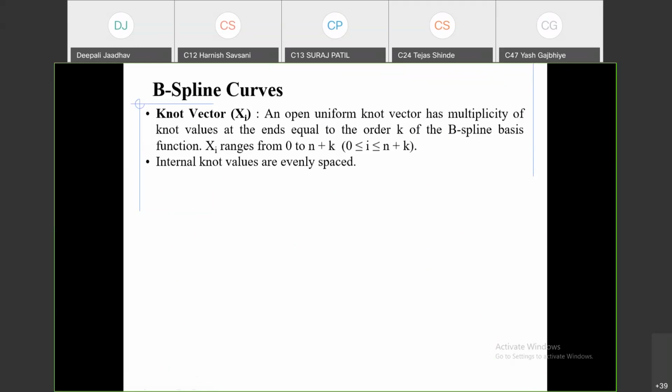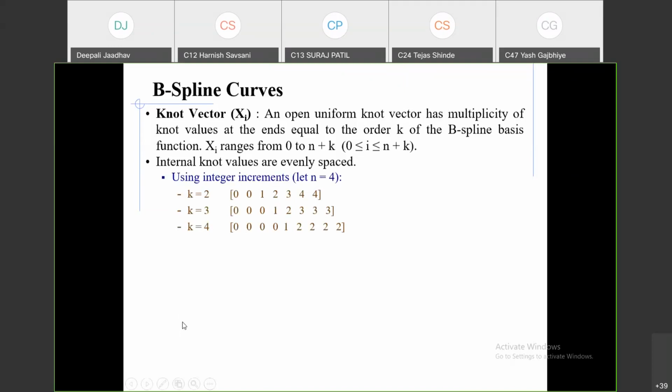internal knot values are evenly spaced. Evenly spaced means, as we have seen in the previous example, the t values are evenly spaced. If we want 0 to 1 with 6 parameters, then we normally write 0, 0.20, 0.40, 0.60, 0.80 and 1. So it is evenly spaced. In this way, knot vector values, knot values, are also evenly spaced. So using integer increments, these examples are given here. Actually, we are going to see it using another example.